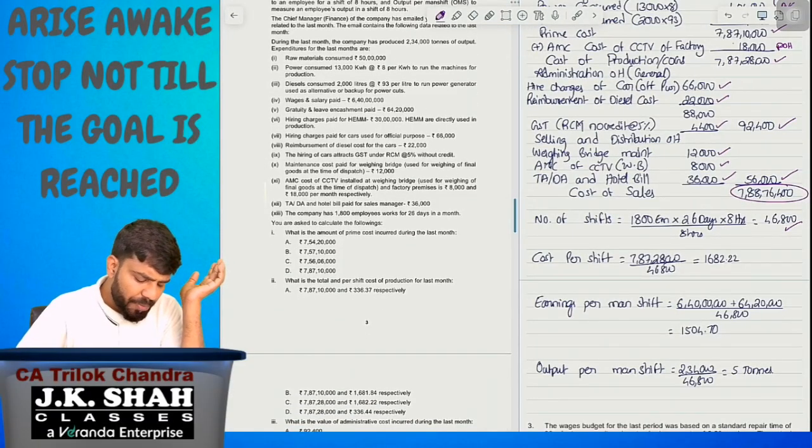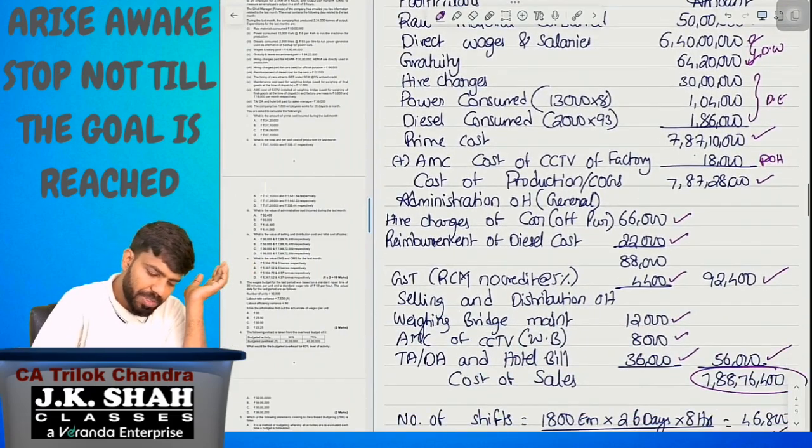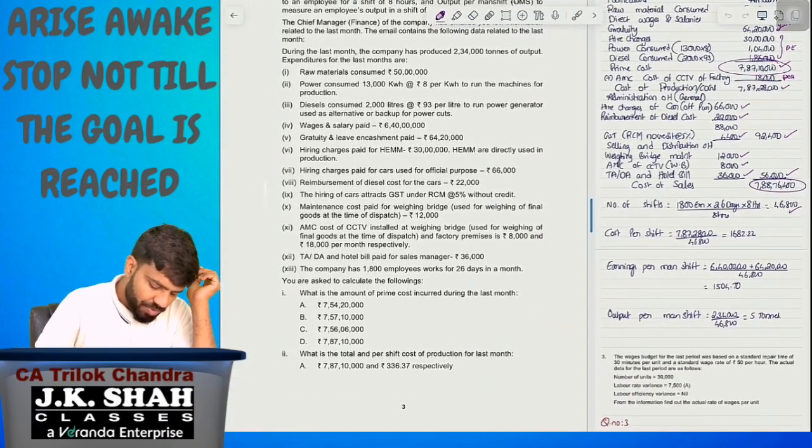What is the amount of prime cost incurred during the month? This is the prime cost: 7 crore 87 lakh 10,000. Where is the answer? So D, option D.